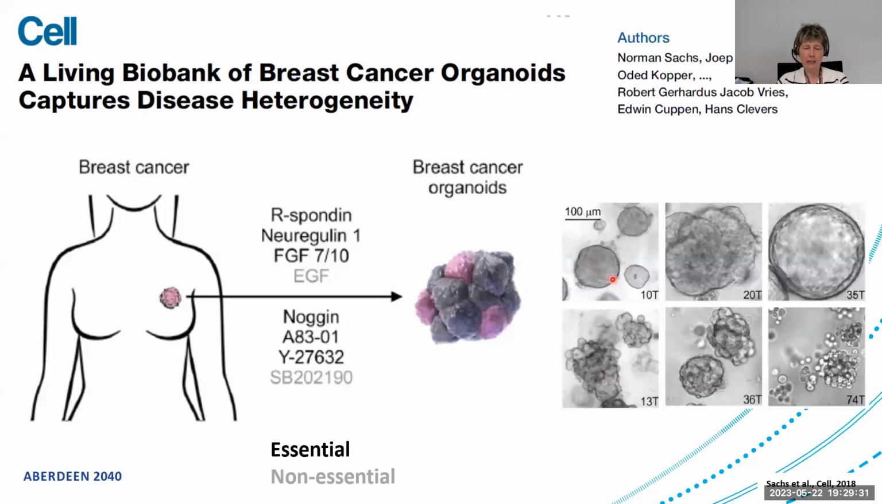And this is what they look like. They have this characteristic spheroid structure, and these are organoids from different tumours. And you can see that the phenotype seems to vary across different organoids, as you might expect, given the heterogeneity of breast cancer.